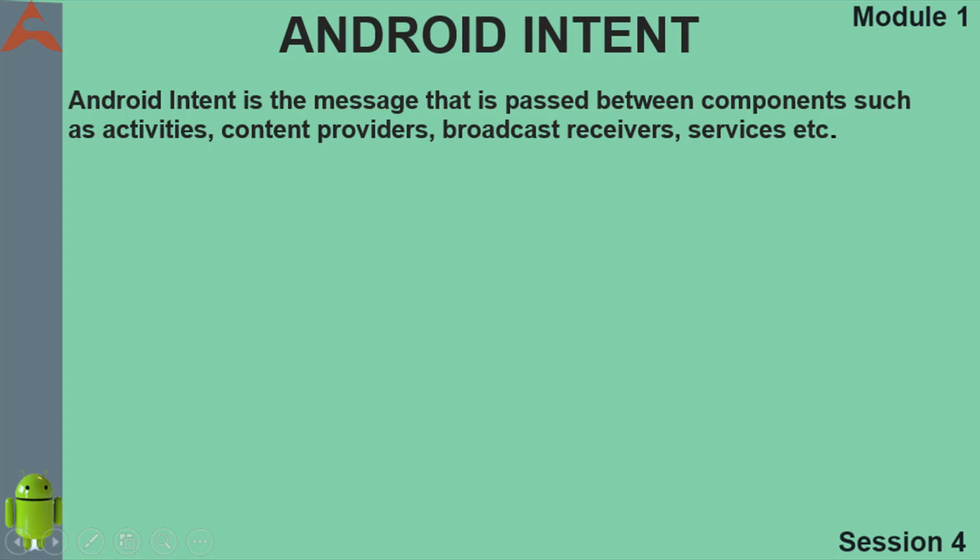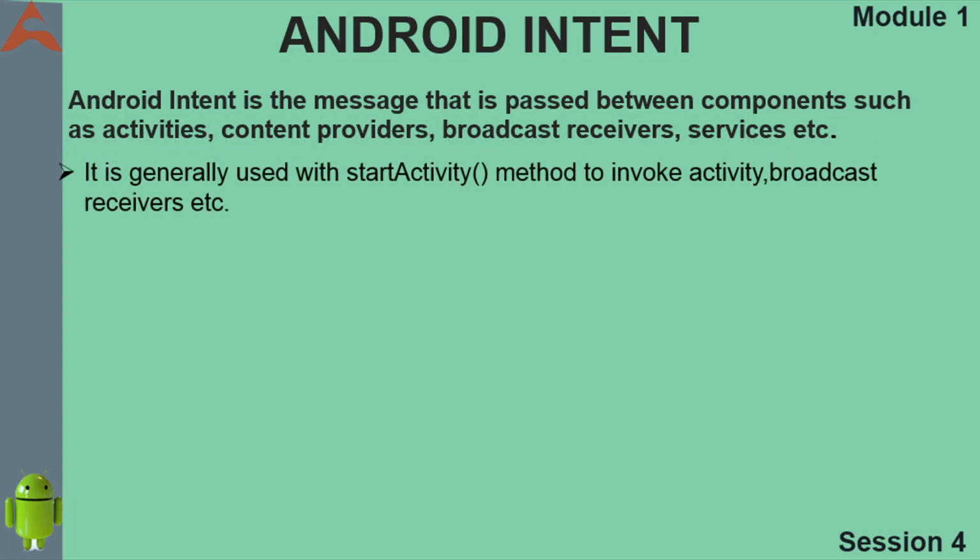Now let's see Android intent. Android intent is the message that is passed between components such as activities, content providers, broadcast receivers, services, etc. The dictionary meaning of intent is intention or purpose. So, it can be described as the intention to do action. It is generally used with startActivity method to invoke activity, broadcast receivers, etc.